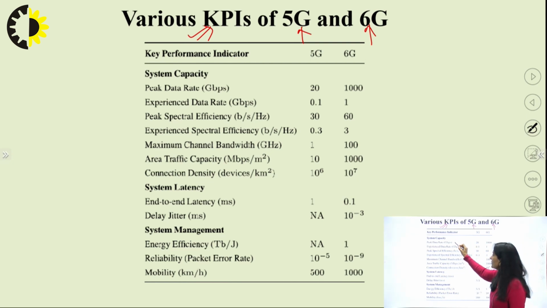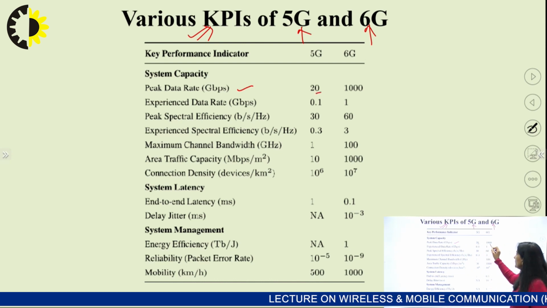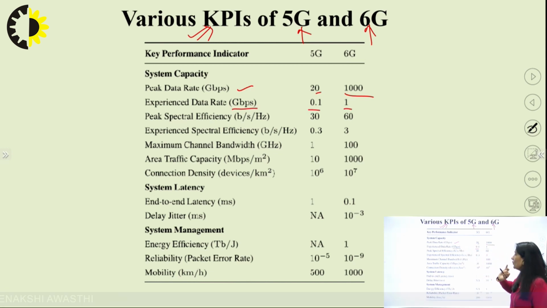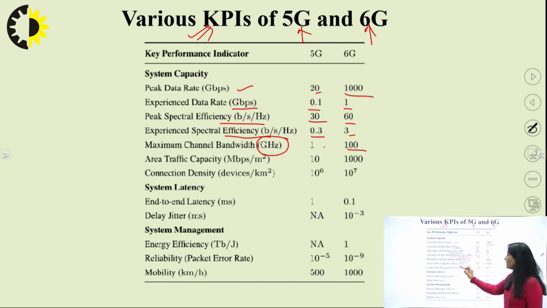First, in terms of system capacity. Peak data rate is 20 Gbps here, 1000 Gbps there. Expected data rate 0.1, here 1. Peak spectral efficiency in bits per second per hertz is 30 in 5G and 60 in 6G. Expected spectral efficiency 0.3 and 3. Maximum channel bandwidth in gigahertz, it is 1 gigahertz in 5th generation and 100 gigahertz in 6th generation. Area traffic capacity in Mbps per meter square, it is 10 in 5th generation and 1000 in 6th generation.